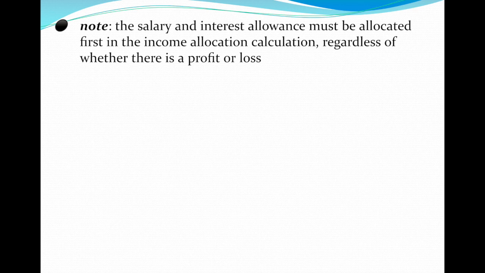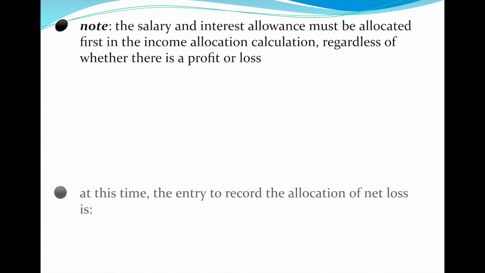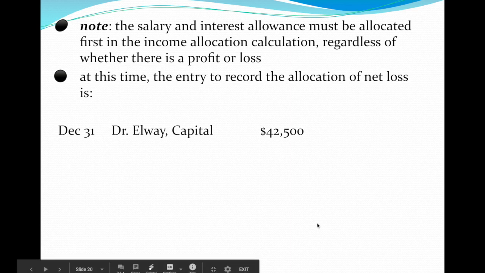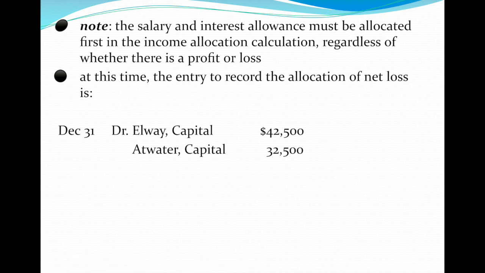So steps 1 and 2 are exactly the same, and part of 3. So at this time, the entry to record the allocation of net loss is, we debit capital by $42,500 for Elway. We debit Atwater capital, $32,500. Remember that last time when they were making money, we credited them the amounts. Since we're losing money, we're debiting them. And we credit income summary $75,000.